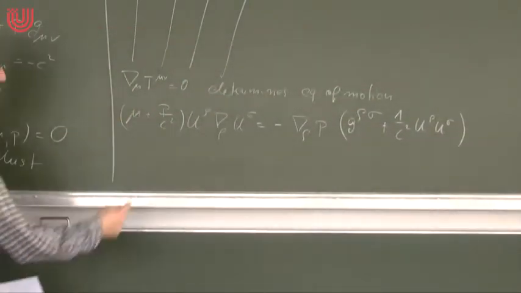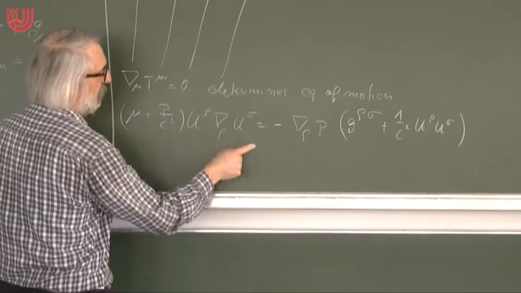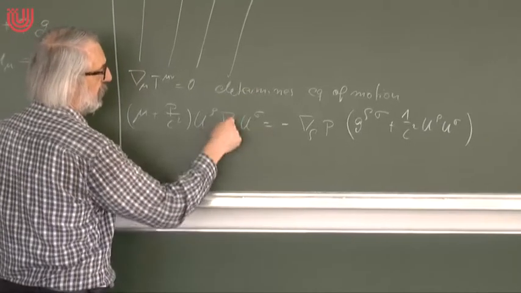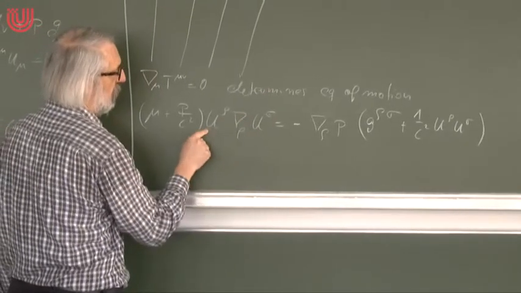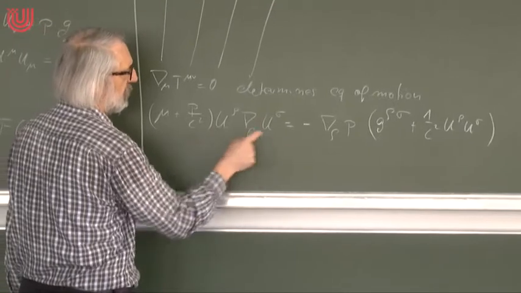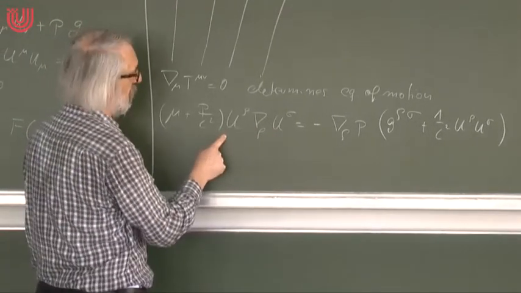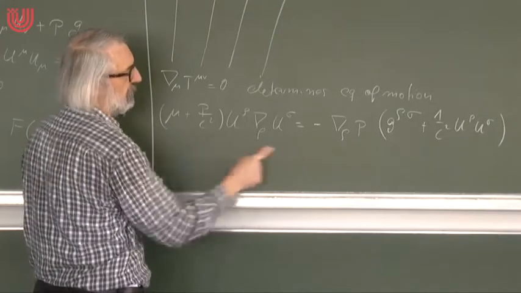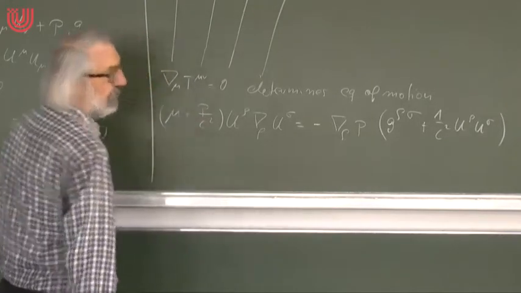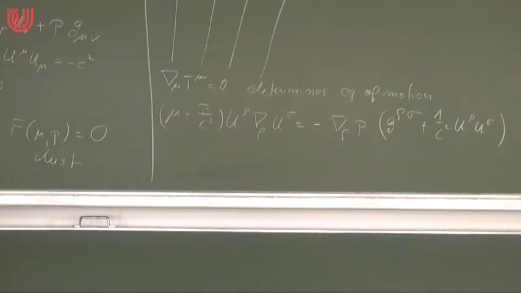So you see, if this here is 0, this is the 4-acceleration of the fluid, right? The covariant derivative of the velocity in the direction of the velocity. So if this is 0, then it means we have a geodesic. Then the particles are freely falling. This is the case if the gradient of the pressure is 0, in particular if the pressure itself is 0.